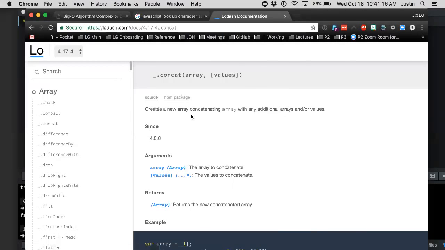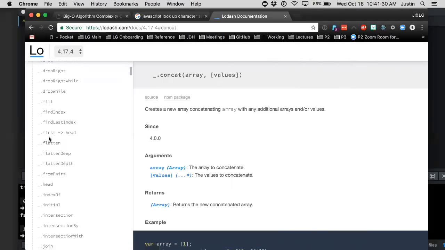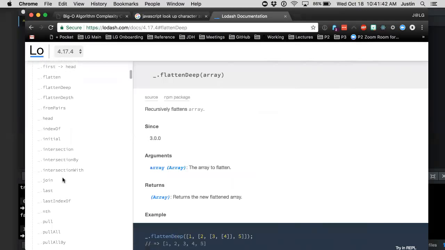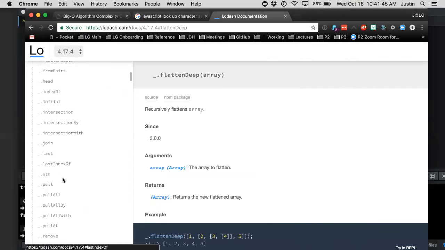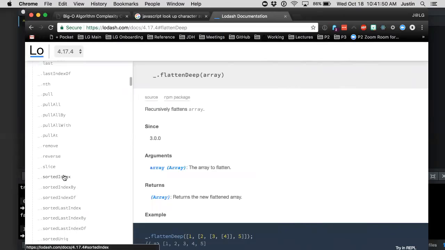Concat creates a new array, concatenating the array with any additional arrays and/or values. So you can take an array and then pass in another set of values. Flatten, oh my gosh. Flatten flattens an array a single level deep, or flattenDeep will recursively flatten the array. I'm trying to find one that you'll probably want to use right away, because they're all really helpful.